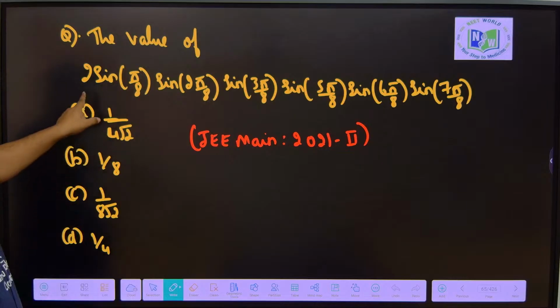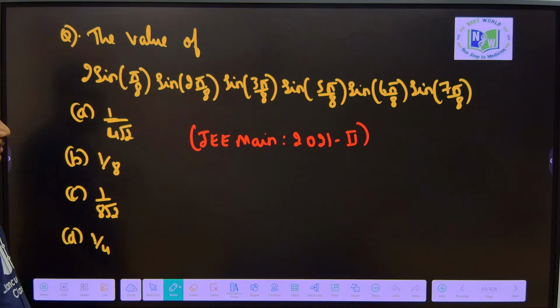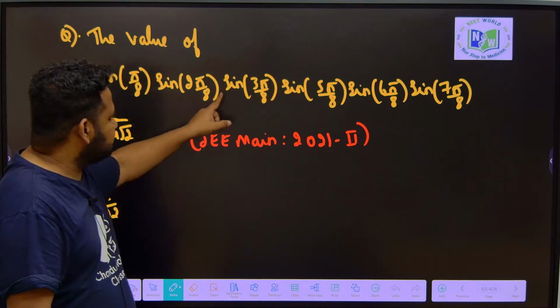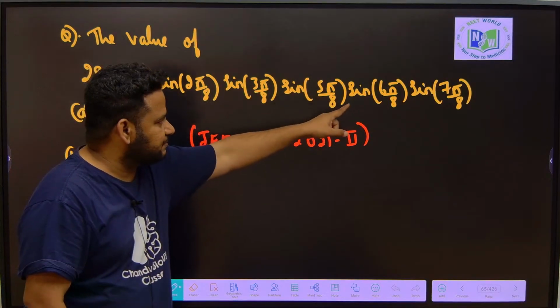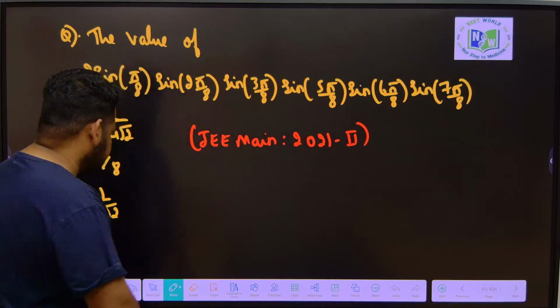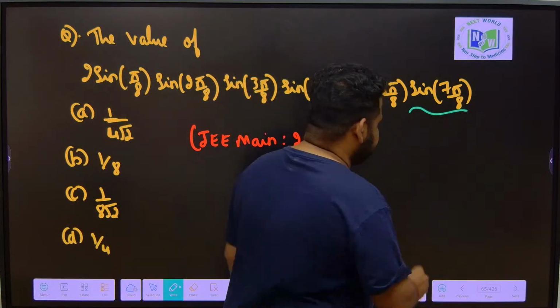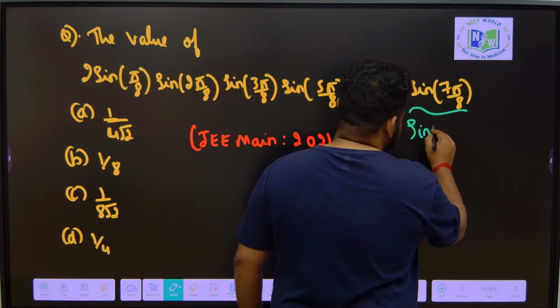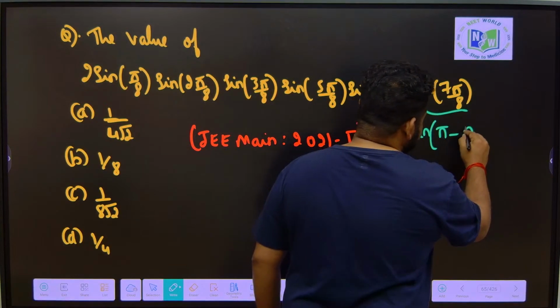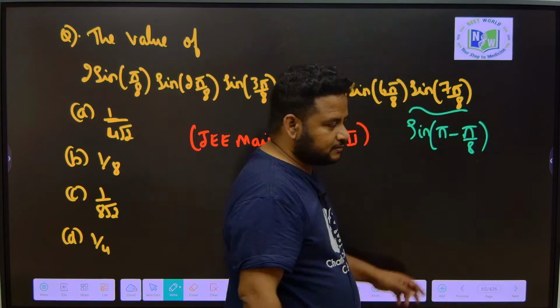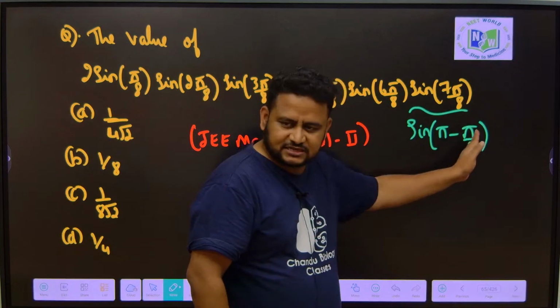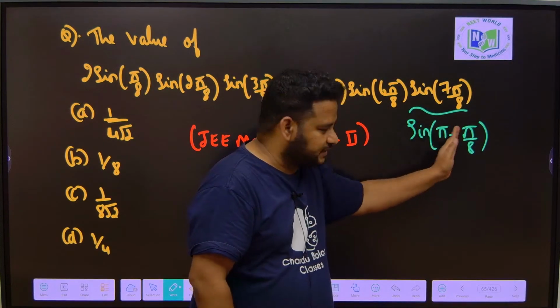Okay. So here we are having 2 sin pi by 8, sin 2 pi by 8, sin 3 pi by 8, sin 5 pi by 8, sin 6 pi by 8, and sin 7 pi by 8. So understand one thing. This sin 7 pi by 8 can be written as sin (pi minus pi by 8). Why? See here, 8 pi minus pi is 7 pi.